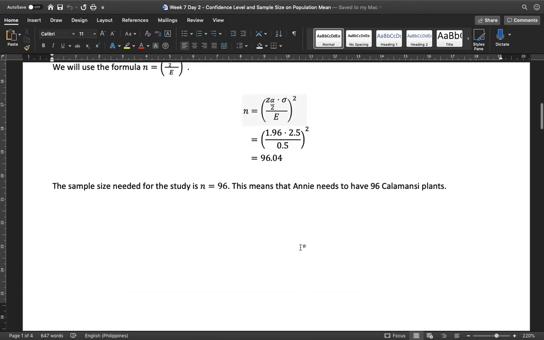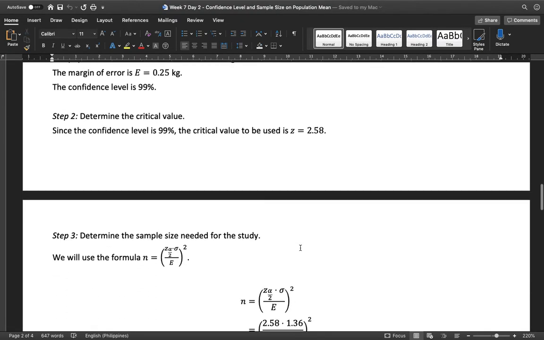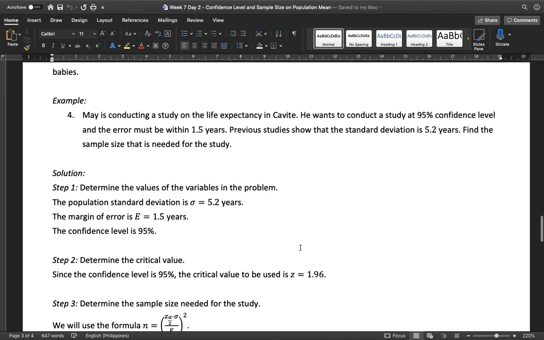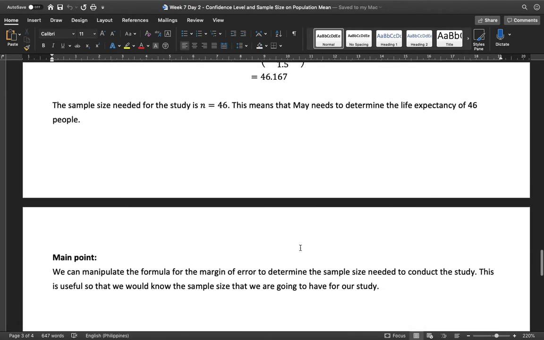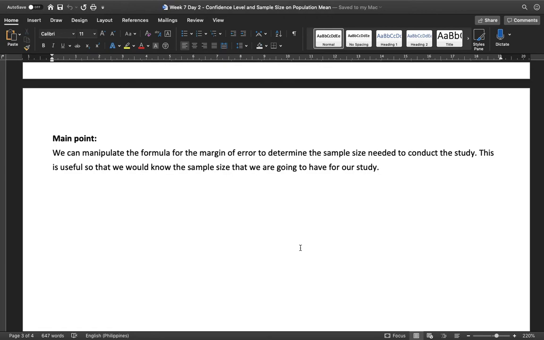So that's how it is. There are some examples here. Please review and study these examples. Try to answer the problems on your own. Then I'll be uploading this on the Google Drive that we have and also on the front learners.